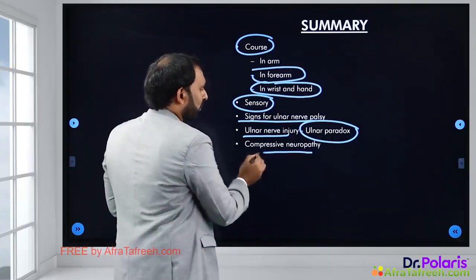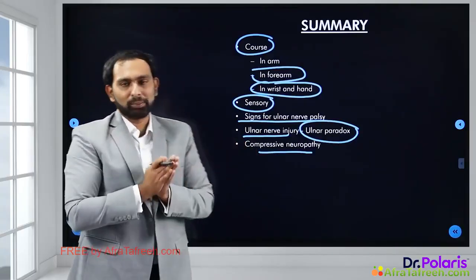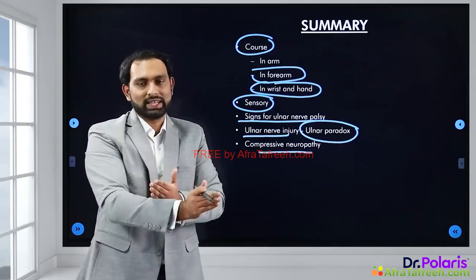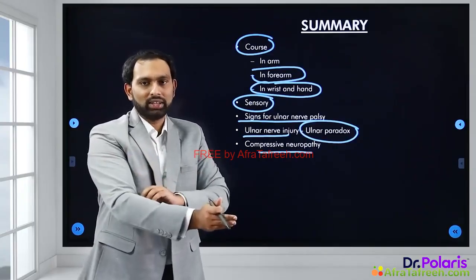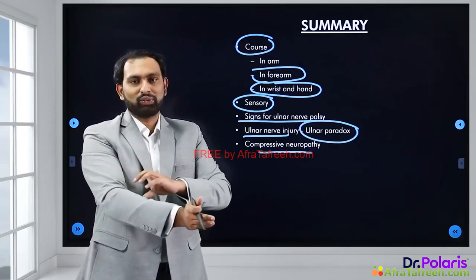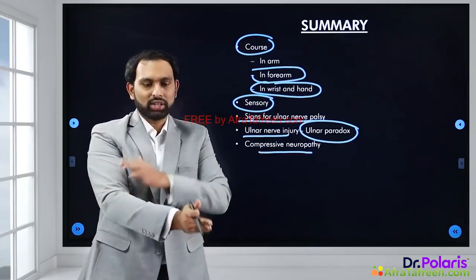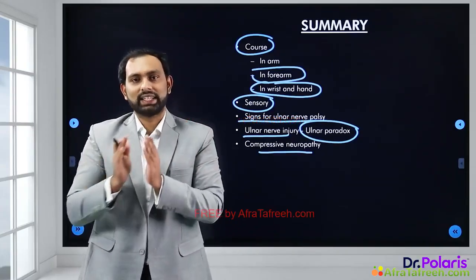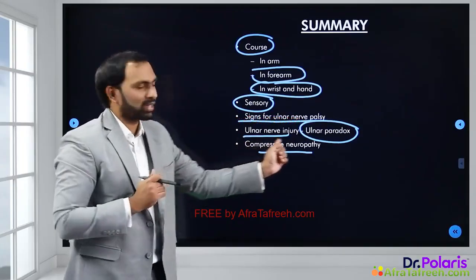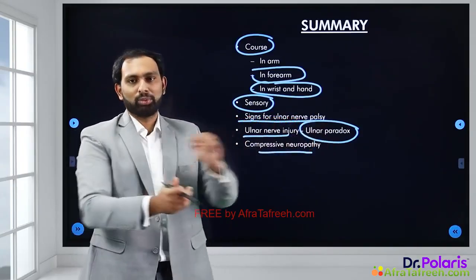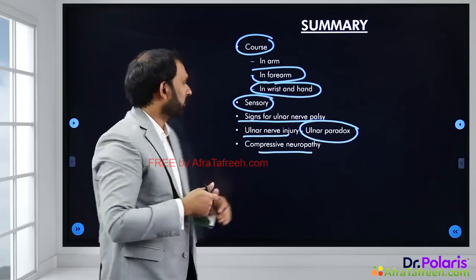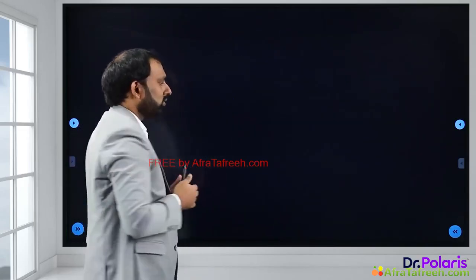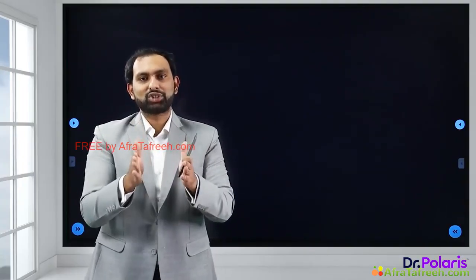Lastly, we talked about compressive neuropathy. In compressive neuropathy, we talked about the different sites. Mainly, it is the cubital tunnel. It is also the Osborne's fascia and the flexor carpi ulnaris at the elbow joint. In the wrist, it is mainly the Guyon's canal, which causes Guyon's canal syndrome. So that is about the compressive neuropathies of the ulnar nerve, both in the elbow and in the wrist. Now we've talked about the course and different aspects of injury and compressive neuropathies of the ulnar nerve. That's all for this session.